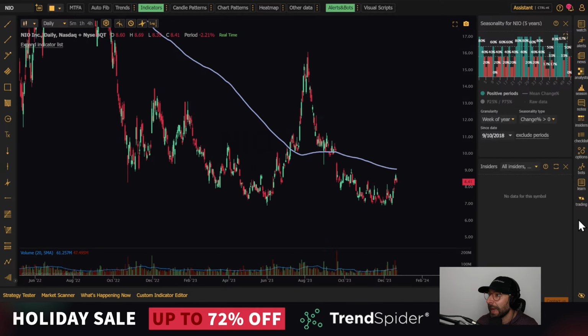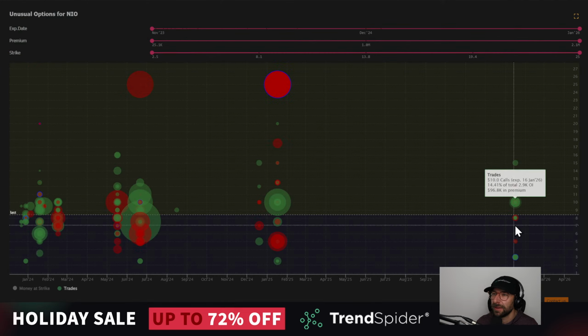Again, we can look at, is there insider information? There's no insider information. We can look at unusual options and see if there's anything coming in that makes sense. This is an alternative view of unusual options. So it's like a dot plot, just to see what the distribution is. The size of the dot is indicative of the size of the order.